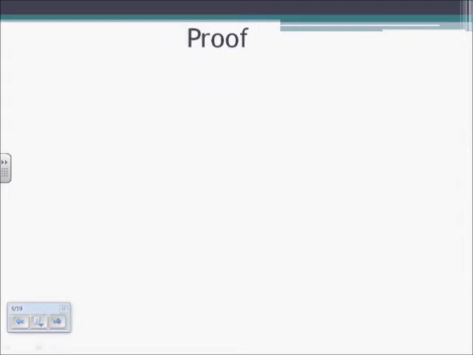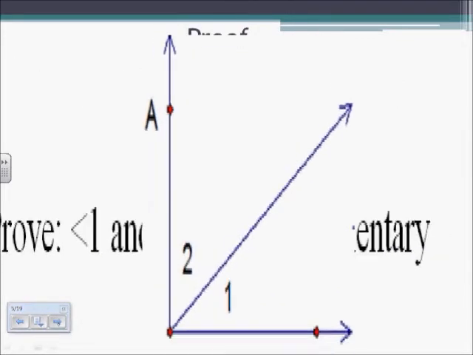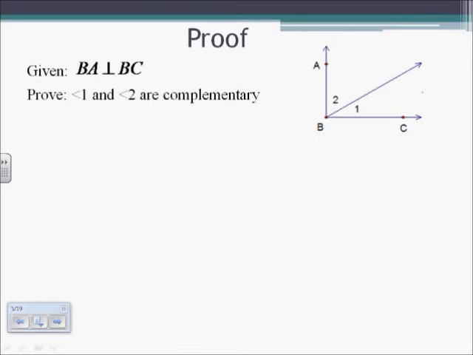Alright, let's take a look at one of the proofs. Okay, we will know these proofs inside and out for our test on this section. So given BA is perpendicular to BC, prove that angles 1 and 2 are complementary. To prove that we have complementary angles, we must show that angle 1 and angle 2 add up to 90 degrees. Given only what we know from perpendicular lines, we must show then that 1 and 2 are complementary.